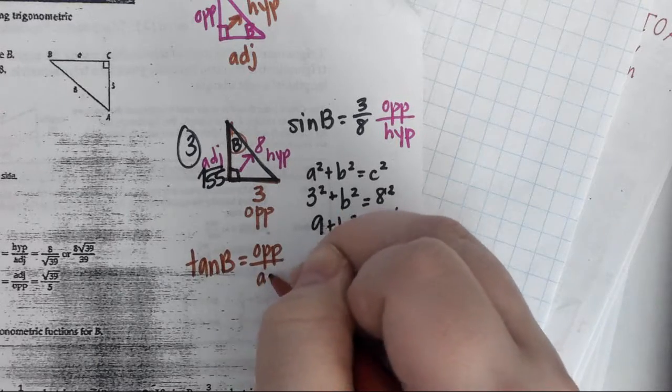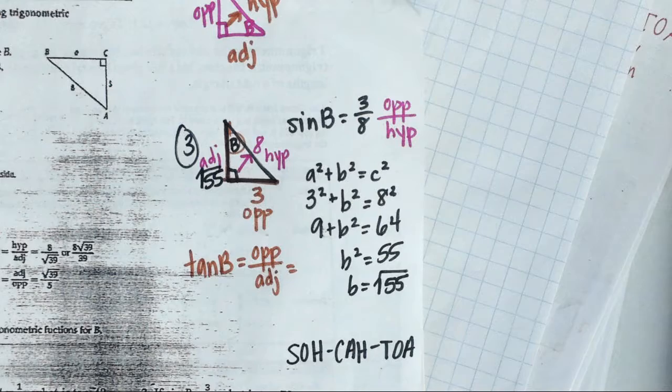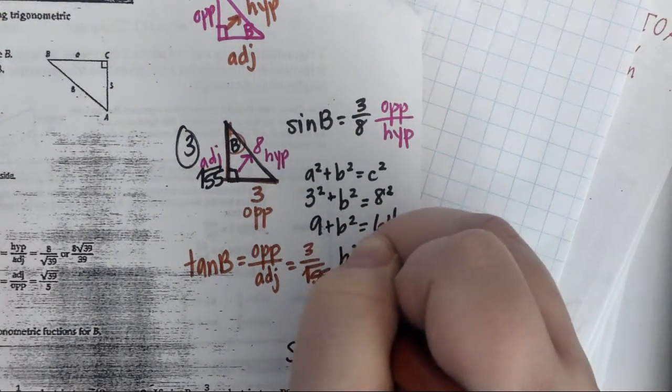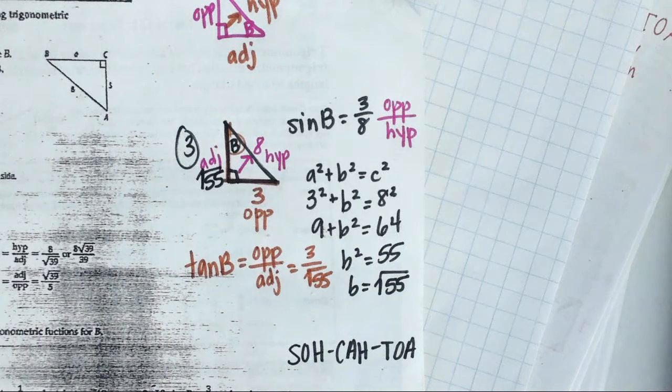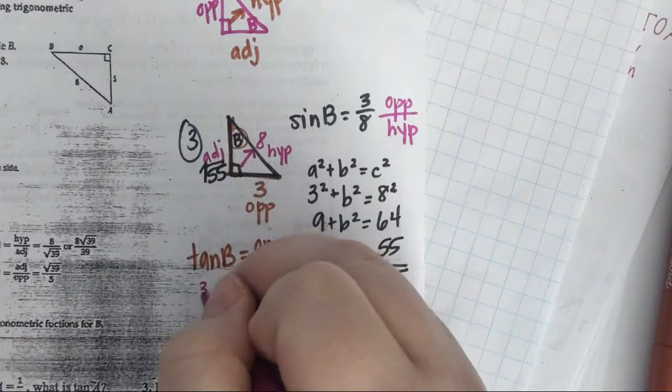Okay, and then the opposite would be 3 over the square root of 55, and then that's dangerous. Can we leave it like that? No. What do we need to do? That's danger zone.